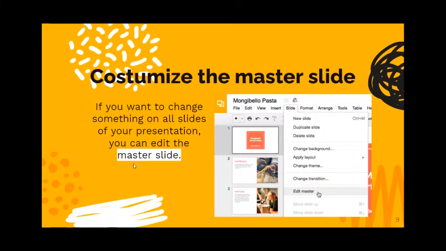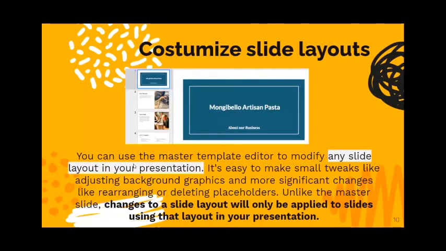How do we customize the master slide? If you want to change something on every single slide of your presentation, you can edit the master slide. We are going to be practicing this in a moment, but we just go to the Slide menu and go down where it says Edit master, and it's going to show us a new interface where you can edit all of this.